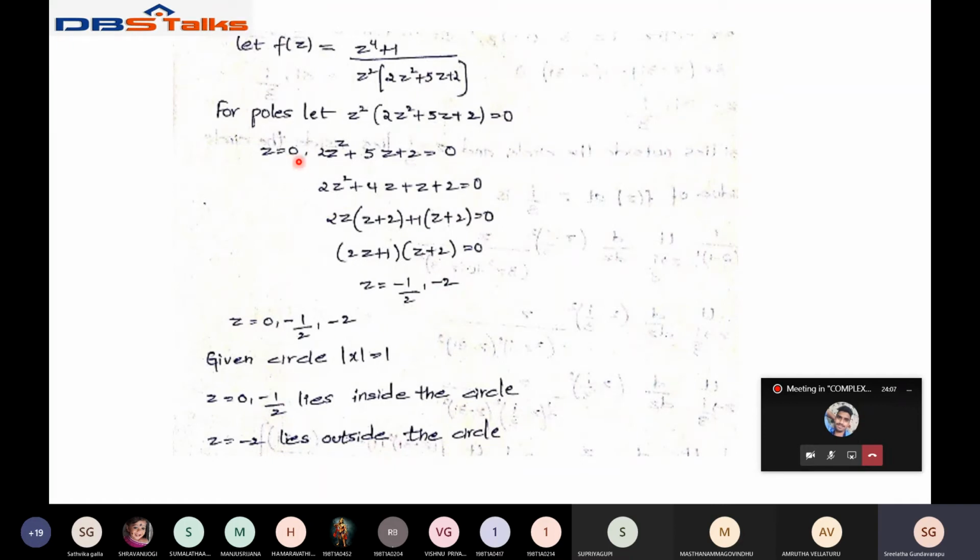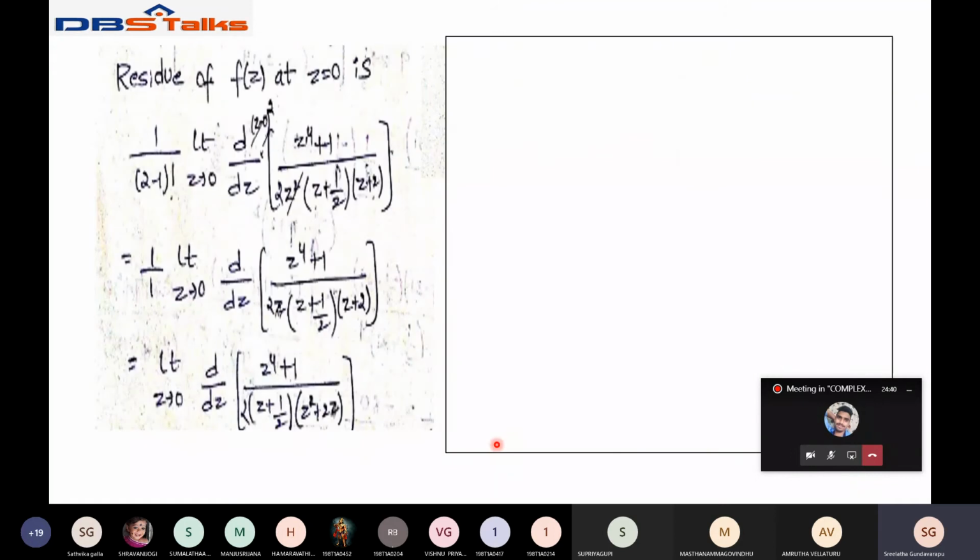Then we have three poles. Number one, z = 0 is a pole of order 2, and z = -1/2 and z = -2 are simple poles. In this problem also, assume that the circle equation is |z| = 1, that is x² + y² = 1. The first pole z = 0 and z = -1/2 lie inside the circle, and z = -2 is outside the circle.